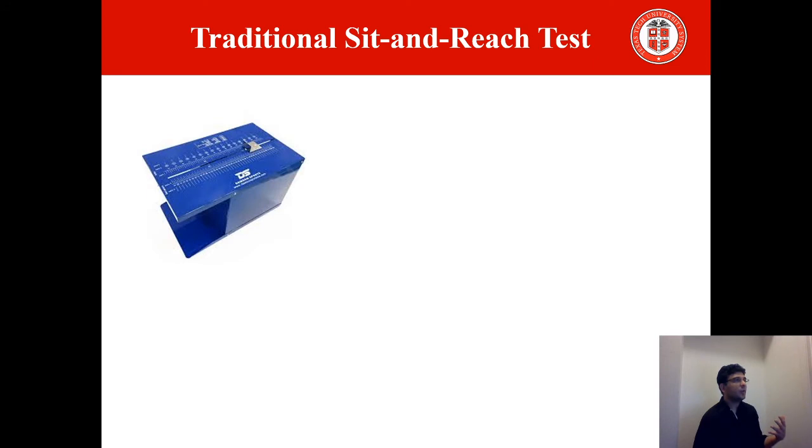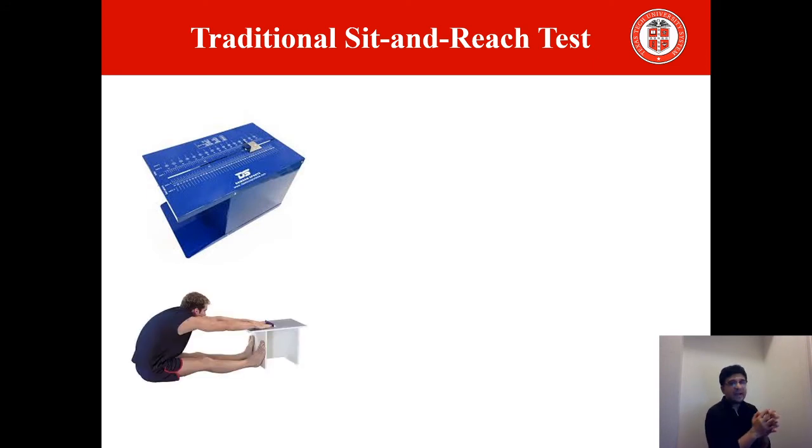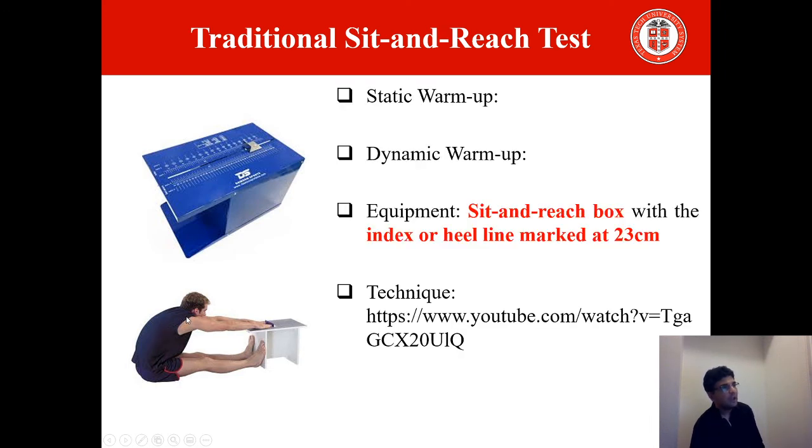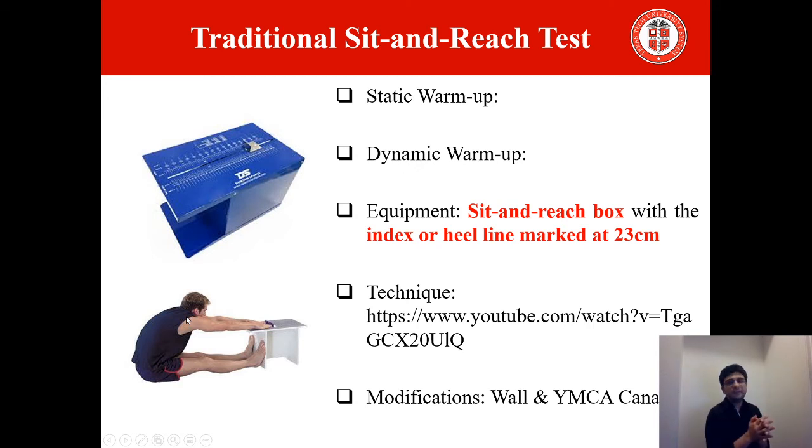Okay, so if you see this diagram, this blue colored box is the instrument or a kind of equipment which you are going to use to measure this test. And you can see that the person is trying to measure his back and hamstring flexibility using this test.